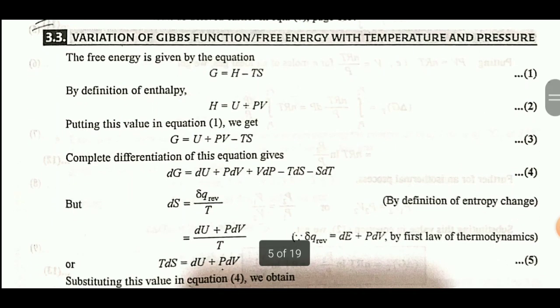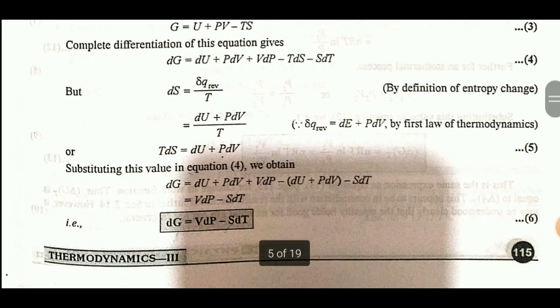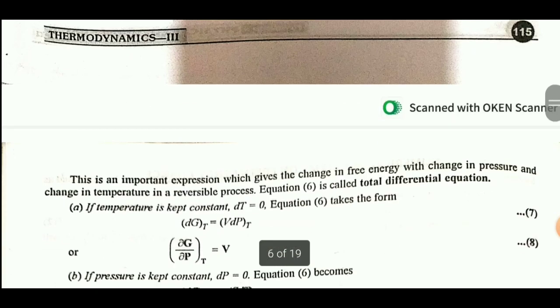Variation of Gibbs function or free energy with temperature and pressure. The free energy is given by the equation G = H - TS. By definition of enthalpy, H = U + PV. Putting this value in equation 1, we get G = U + PV - TS. Complete differentiation of the equation gives TdS = dU + PdV. Substituting these values in equation 4, we obtain dG = VdP - SdT.